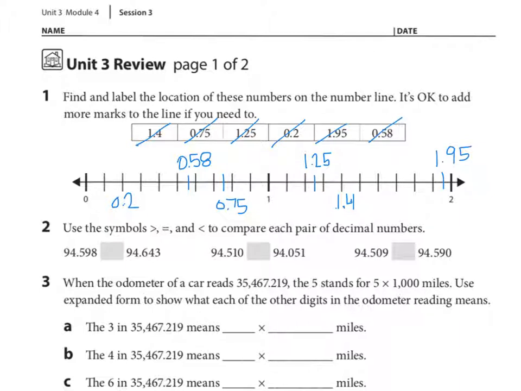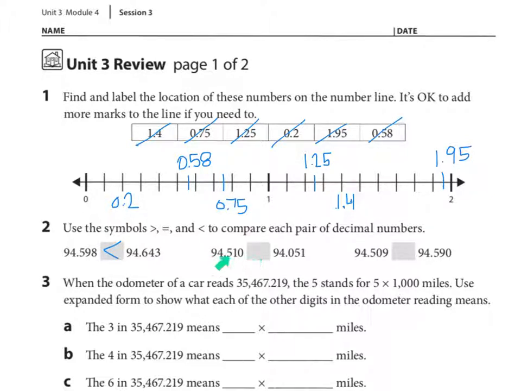Number 2 says use the symbols greater than, equal to, or less than to compare each pair of decimal numbers. So here we're comparing 94 and 598 thousandths, 94 and 643 thousandths. Well, I can tell that this side is greater because there's 6/10. This side only has 5/10. So the answer is it's less than.